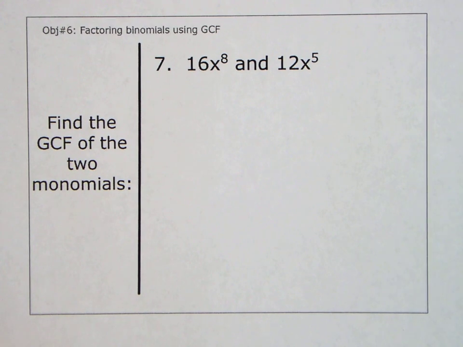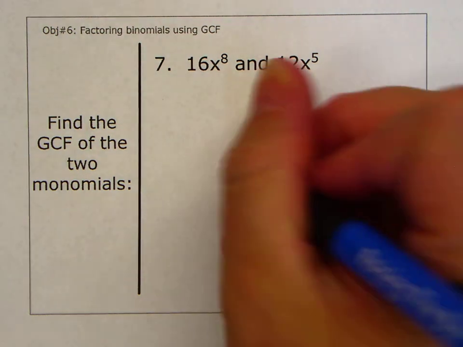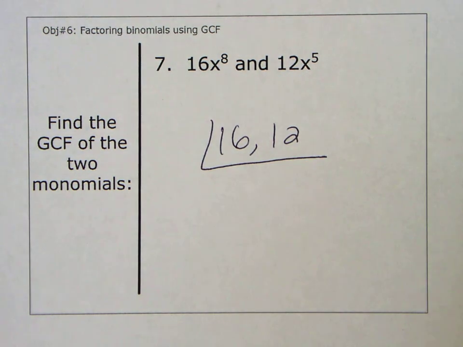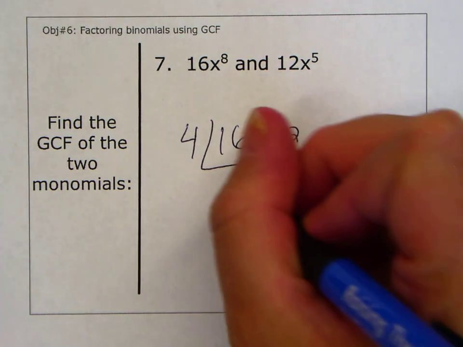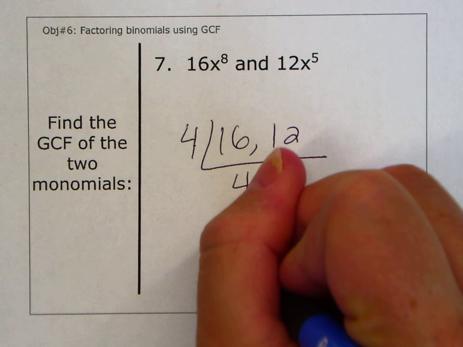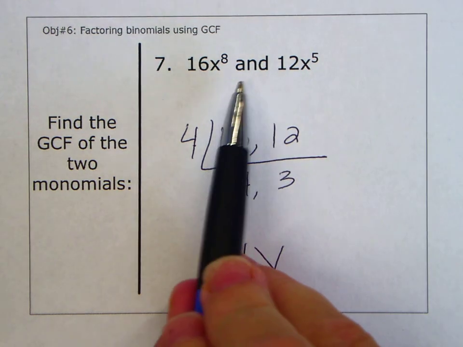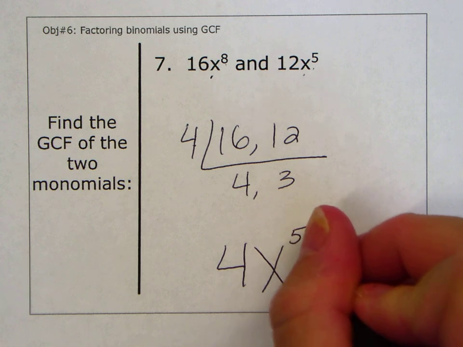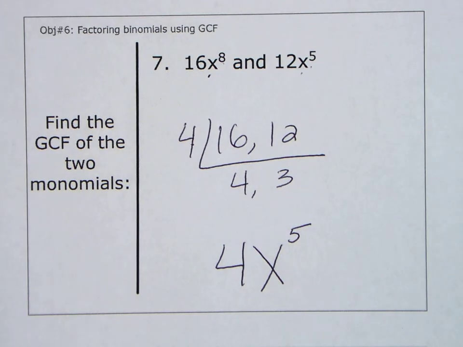What's the GCF of 16x to the 8th and 12x to the 5th? Let's see, 16 and 12. What goes into both of those? I think it's going to be 4. Let's try it. 4 and 3. Yep, so it's 4x. And then what's smaller? X to the 8th or x to the 5th? X to the 5th. Okay, that's it.